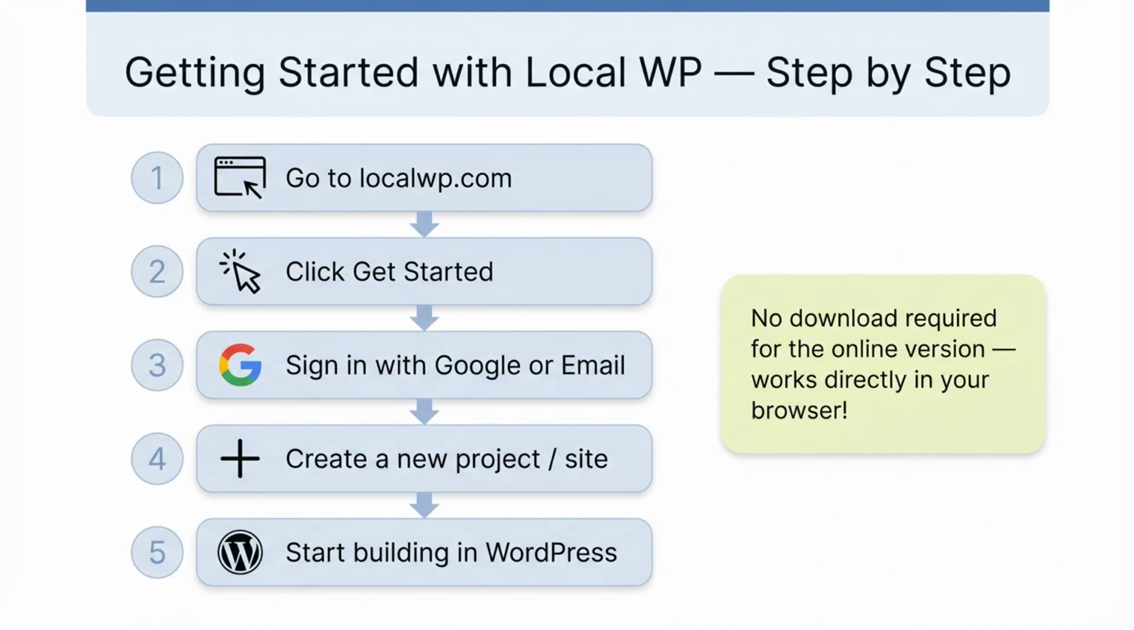Here's the step-by-step process for getting started with Local WP. Go to localwp.com, click Get Started, and sign in using your Google account or email. That's the easiest route. From there, you can create a new project and start working in WordPress right away. One important note, there is an online version that works entirely in your browser without any download, which makes it even more accessible for beginners.